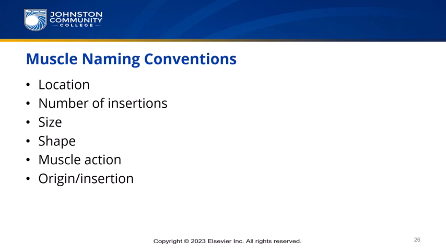The deltoid muscle is named for its shape, which is triangular. And the muscle action of the adductor longus is used to name the upper leg muscle that carries one leg back to the midline. And finally, take a look at the next slide to see how the origin and insertions are used to name a muscle.